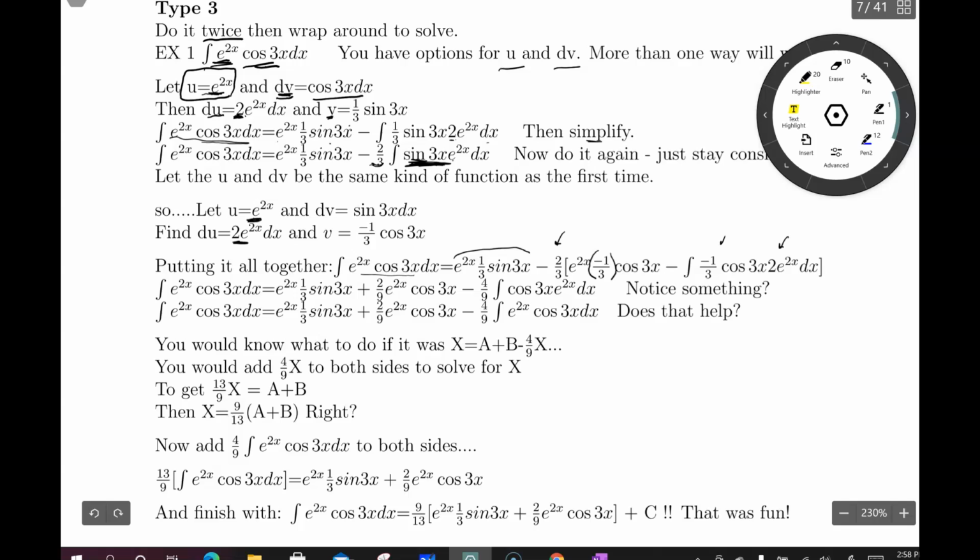Again, take the time to pull the numbers on the outside. So I'm going to pull this 2 and this negative 1/3 on the outside with this negative, so that makes it a positive 2/3. And then I'm going to take this negative 2/3 and multiply it in, so I get a negative 4/9. Lots of multiplying.